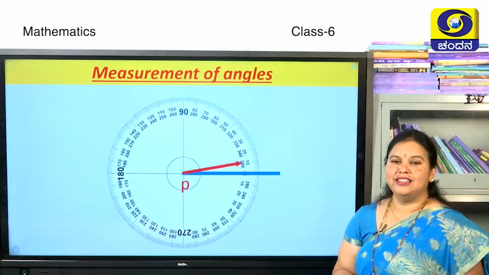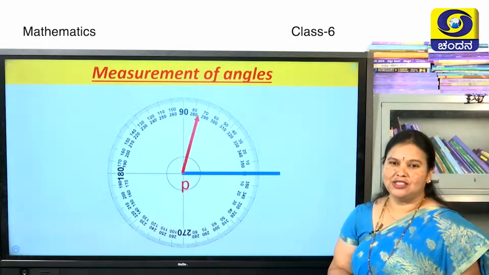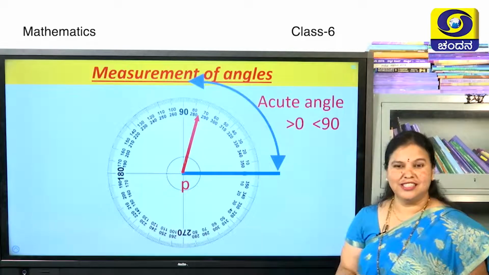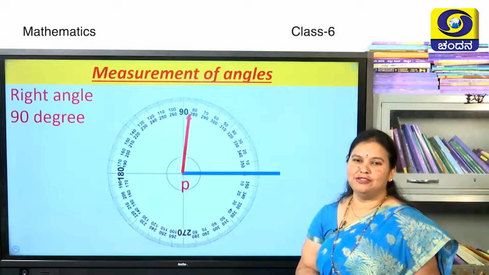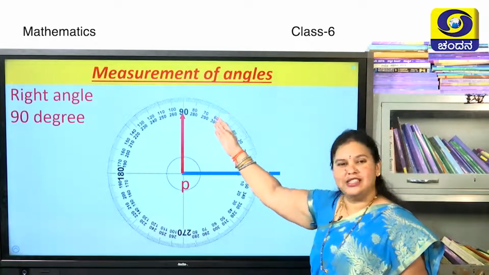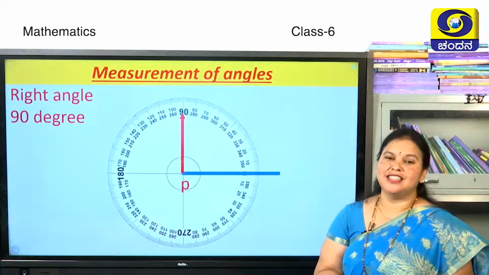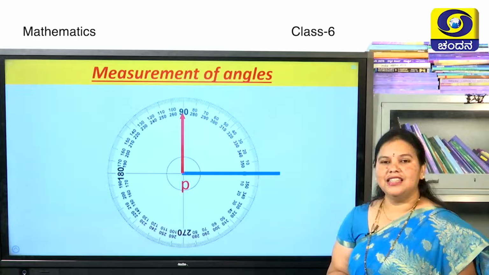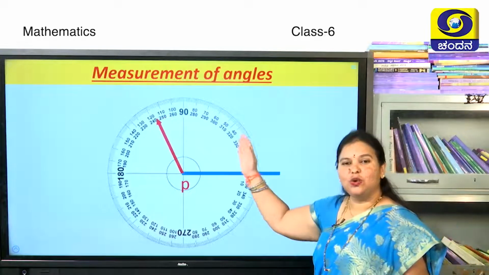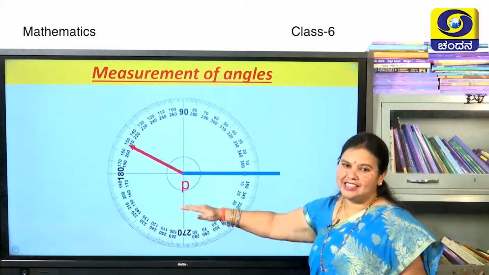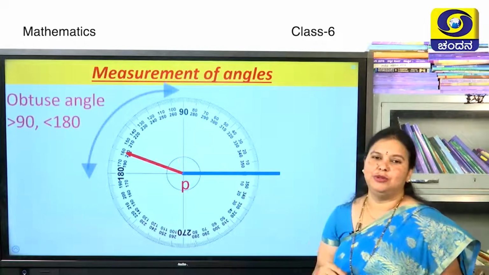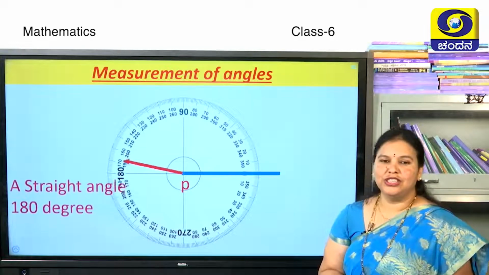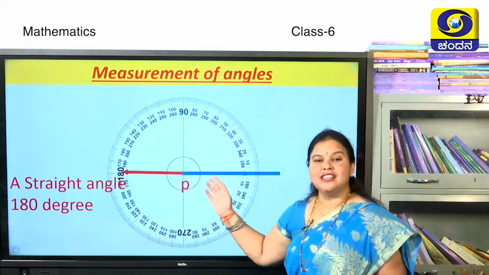So, acute angle is an angle which measures more than 0 degree and less than 90 degree. Isn't it, children? Now observe the movement of arrow. It's showing towards 90 degree. So right angle is an angle which measures exactly 90 degree. Isn't it? Like the same, the angle which is more than 90 degree and less than 180 degree is called obtuse angle. Understood? Next, the arrow is moving towards 180 degree, which is a straight angle.